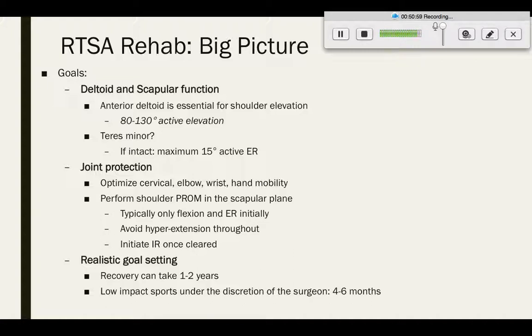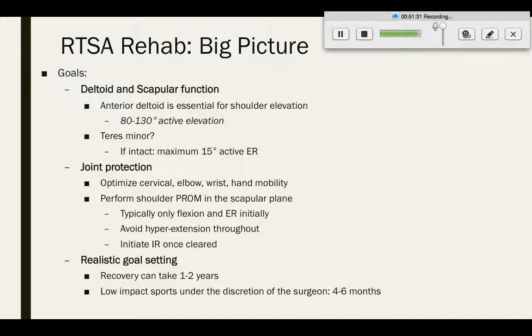Joint protection is essential, so you want to optimize your cervical, elbow, wrist, and hand mobility like in our other procedures. Again, just as with a TSA, you want to perform shoulder passive range of motion in one plane at a time. And for the reverse, we want to try to initiate it within the scapular plane. We typically only start with flexion and external rotation initially, again, because we want to abide by those post-operative precautions.